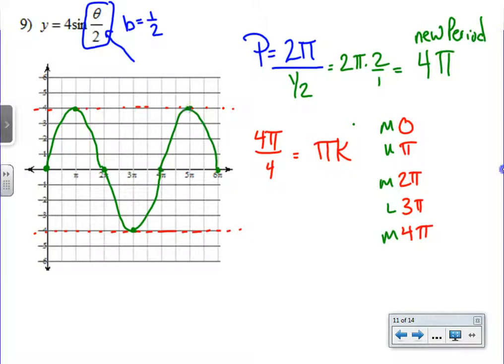Okay. Now, just to verify that we're talking about what we're talking about. When I was at 2 pi, which was right here, how much of a cycle did I get through? A half of it. Is that what we were supposed to do? Yeah. All right, we're on track.